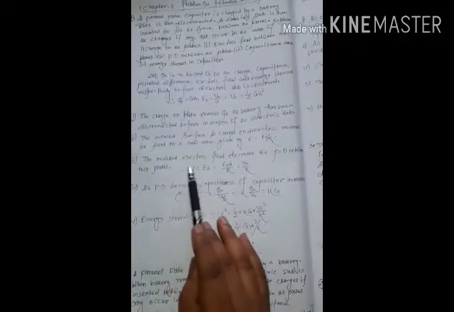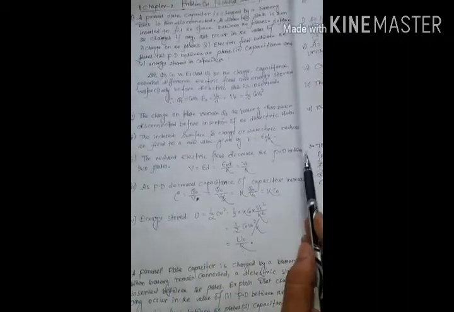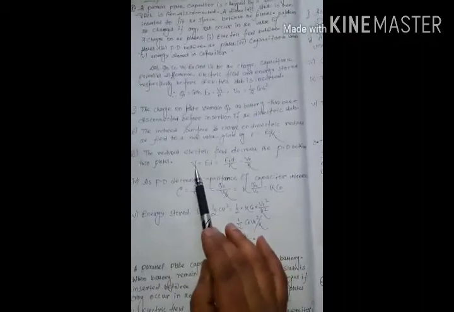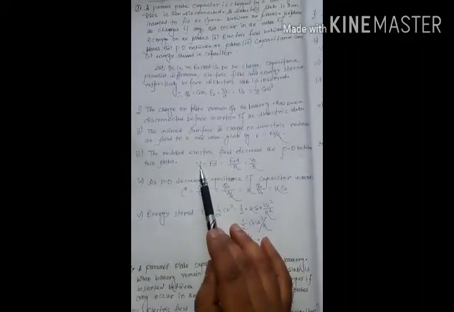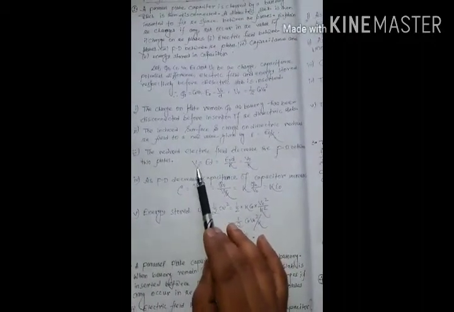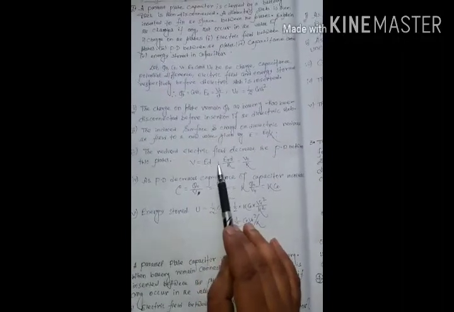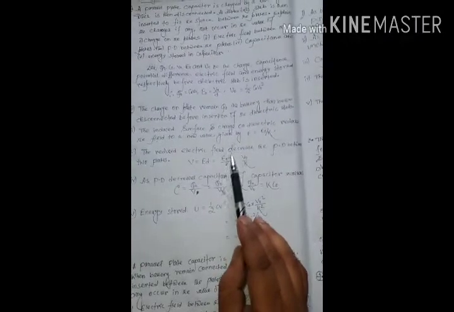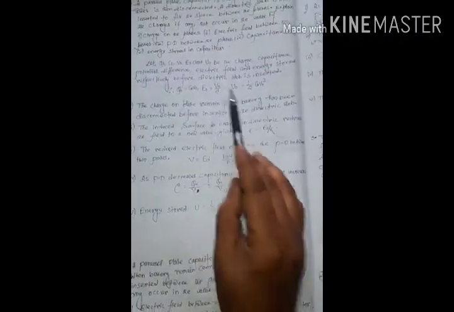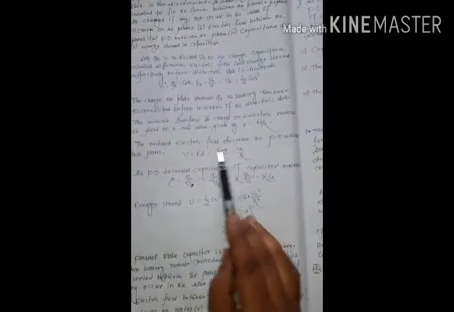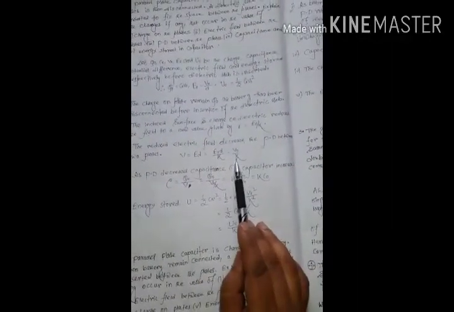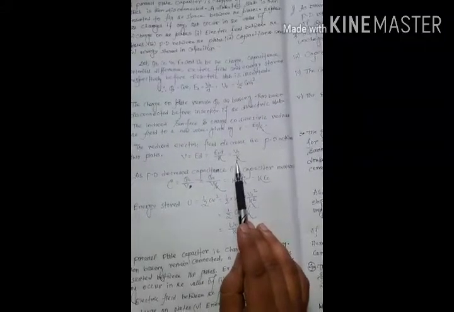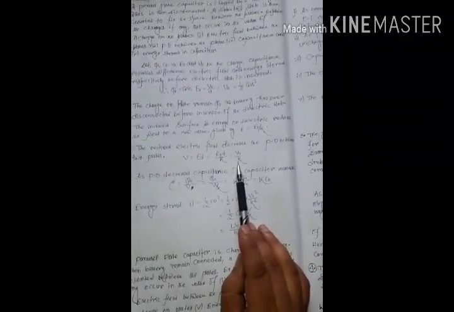As the electric field reduces, the potential difference also decreases. Let V be the new potential difference between the two plates. Therefore, V equals E into d. What is the value of E? E is E naught by K. And E naught into d is the initial potential V naught. So therefore, V equals V naught by K. So this is the expression for the new potential difference between the two plates of the capacitor.